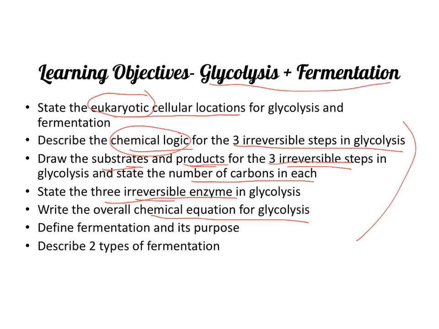And again, irreversible means that in this case, there's going to be a negative delta G. They're not going to be able to go backwards, which is one of our main themes of metabolism, that all of the pathways have to proceed in an exergonic direction, which means they each cannot go backwards. And then we're going to talk a little bit about fermentation and its purpose, and you should be able to describe two types of fermentation.